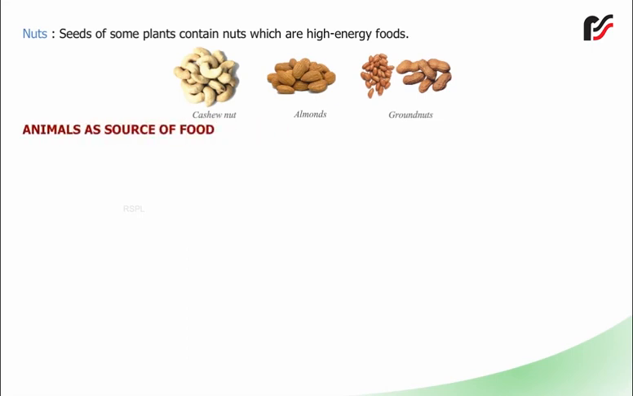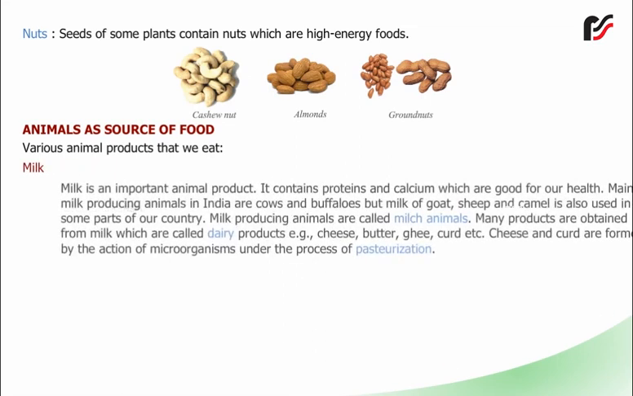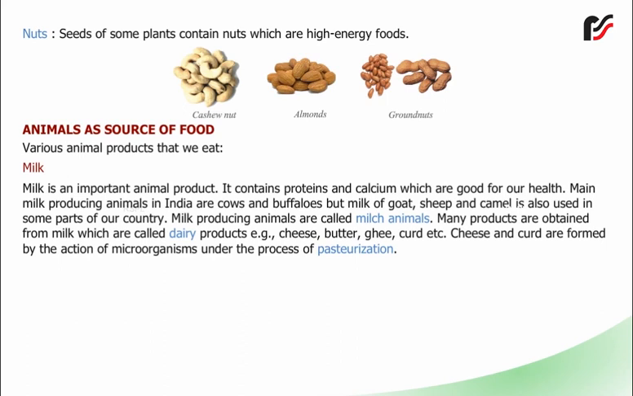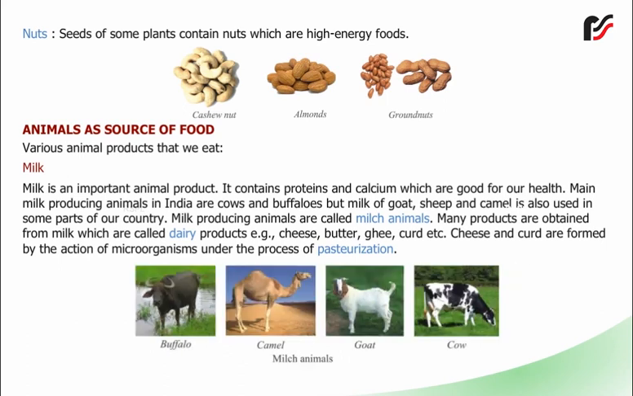Animals as source of food. Various animal products that we eat. Milk. Milk is an important animal product. It contains proteins and calcium which are good for our health.